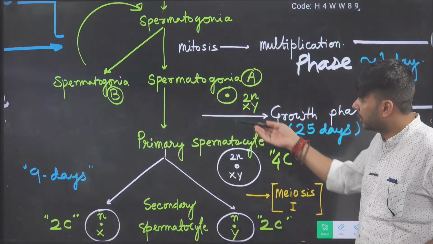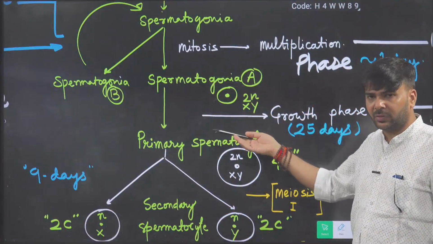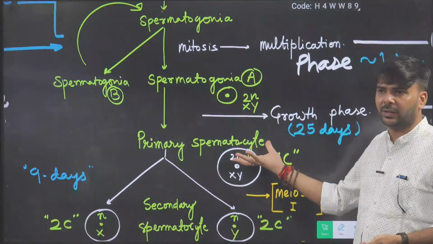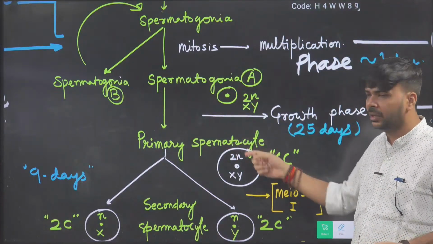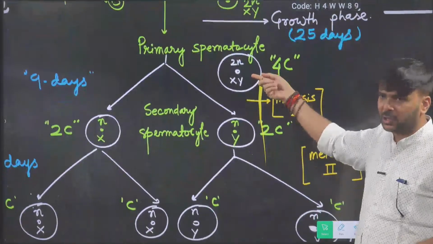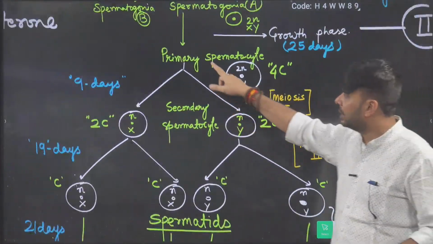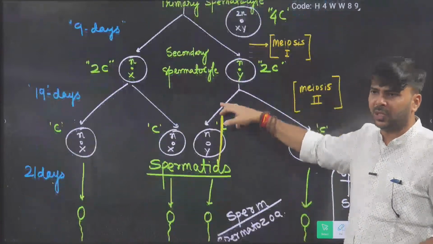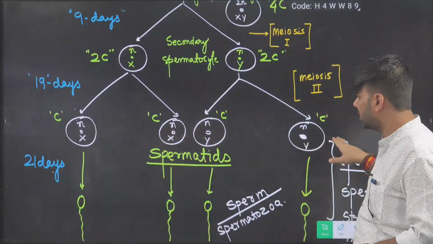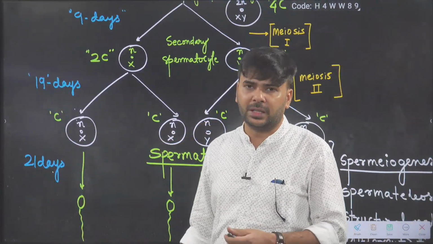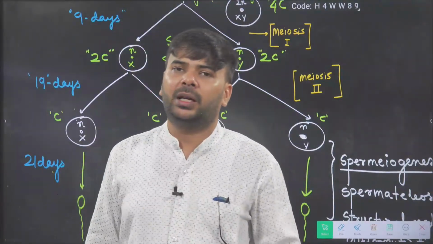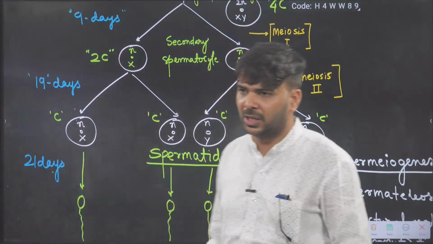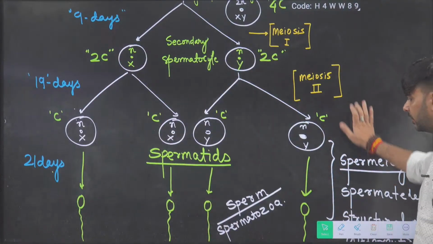Okay, so here spermatogonia, after the increase in its total content, weight, volume, is called primary spermatocyte. Primary spermatocyte divides by meiosis 1 and forms two cells. They divide again and form 4 cells. These 4 cells are called spermatids. Spermatids are haploid, and they undergo one more maturation phase called spermiogenesis, and after this maturation they form sperms.